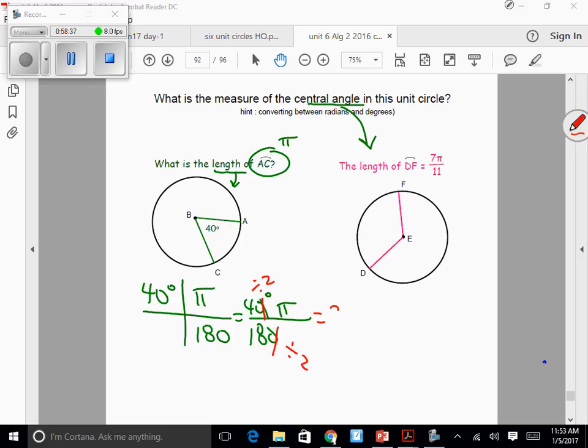If you don't have it, write it. Let me do the other version, and then that'll be it. See if I can get it in 50 seconds or less. 7 pi over 11. Pi goes on the bottom, so we're going to end with the 180. Cancel the pi. If you multiply 7 times 180, what does it give us? 1260.